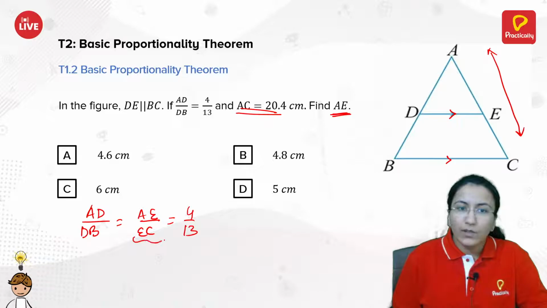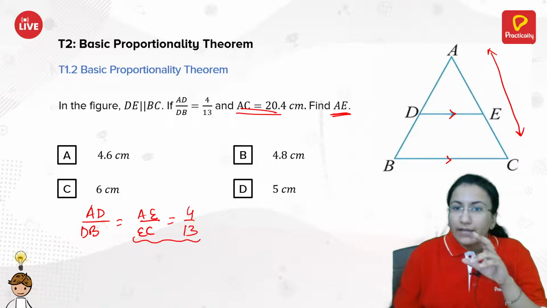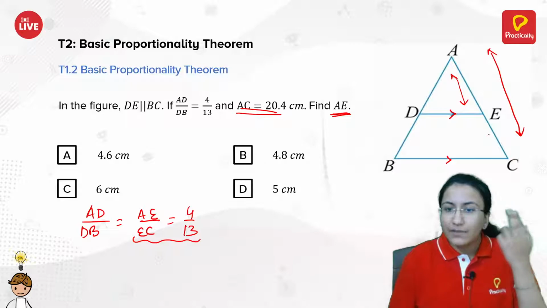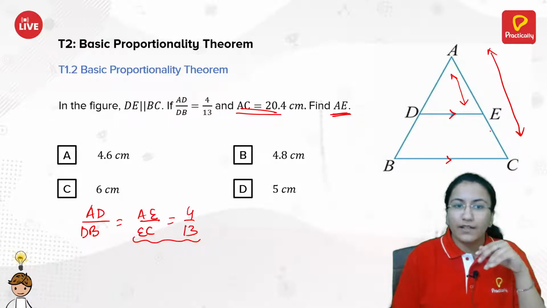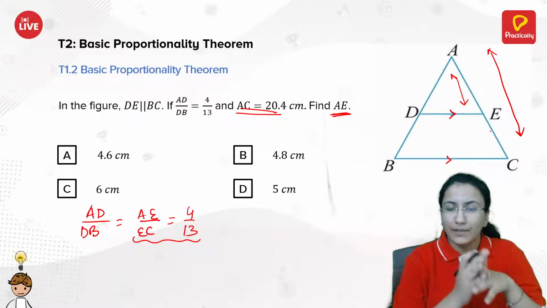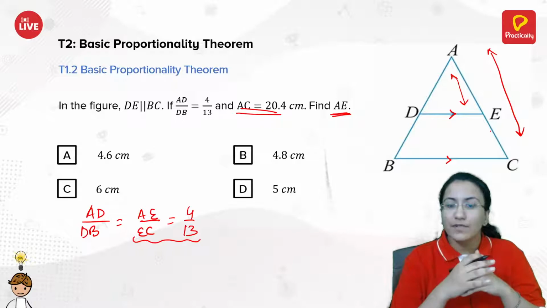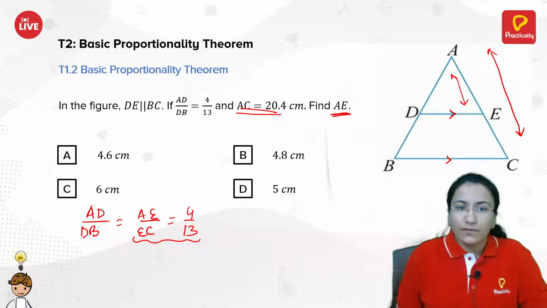So what you will do, you want to form an equation which involves only AE and AC. That might be recalled by the formula which we derived after the BPT result and before the converse. That procedure must be recalled in your mind, right? So what you will do next, you will take the reciprocal of this.